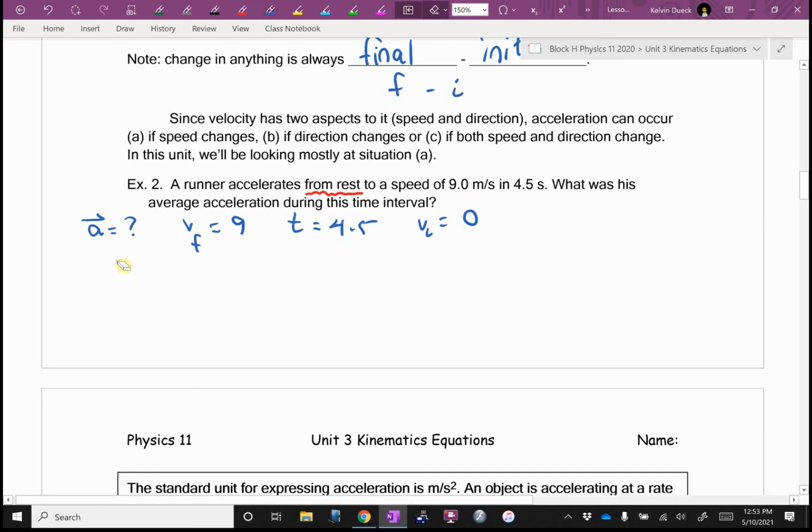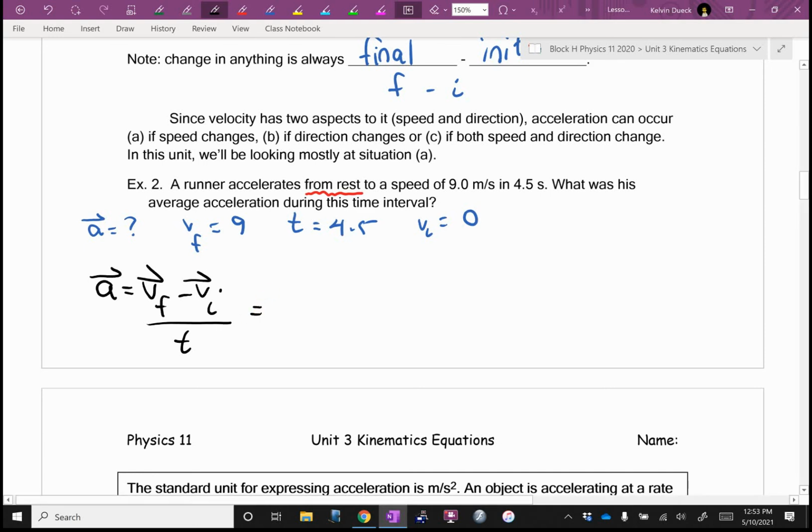I'm looking for an equation that has an A, a VF, a T, and a VI in it. You only have one right now. It's this one. Write it out. You'll notice I got a bit sloppy. I didn't put the vector signs in. You can if you want to. During your work, I won't be fussy. On your final committed answers, I might be fussy, and I'll show you what I mean by that later.